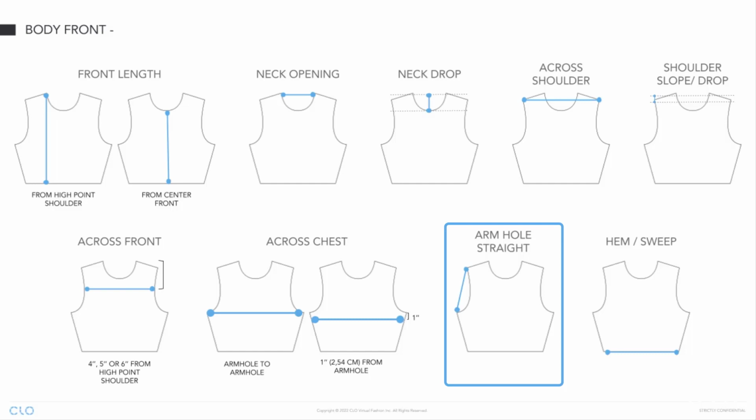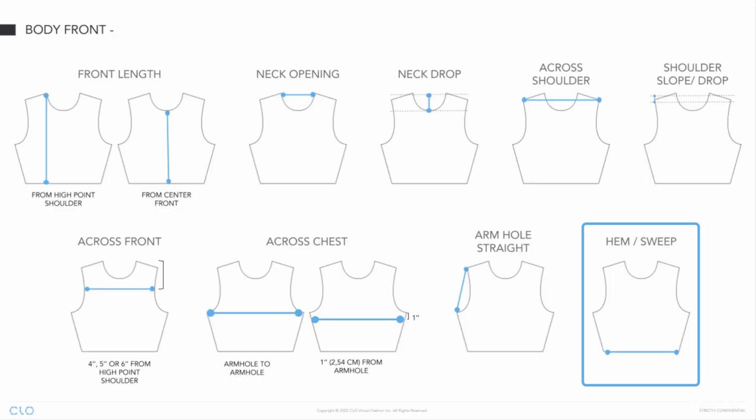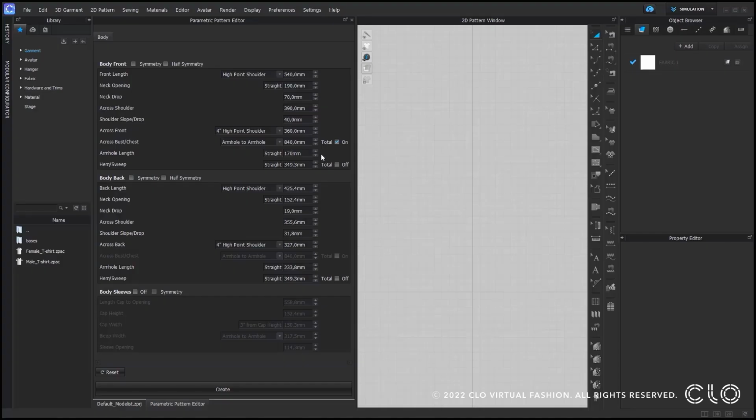For the armhole length, we can measure from the shoulder point straight down to the armhole or side seam intersection. The value is about 170 mm. The last one is the hem sweep. Here I also have the option to insert the total measure, including front and back. So I will click the checkbox and type 840 mm for the hem.